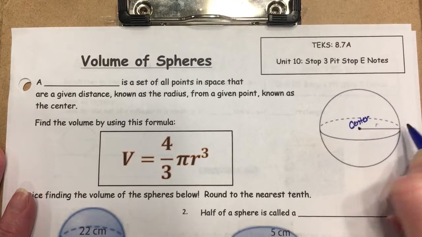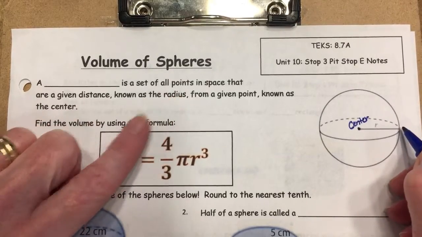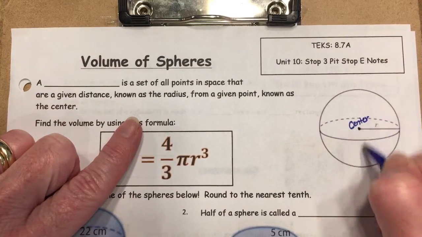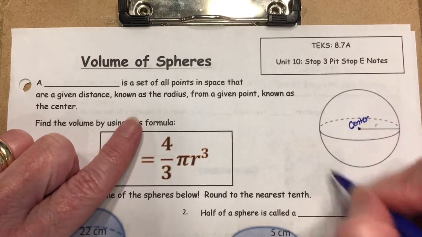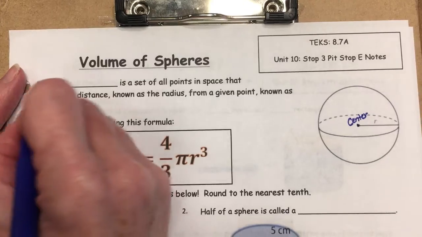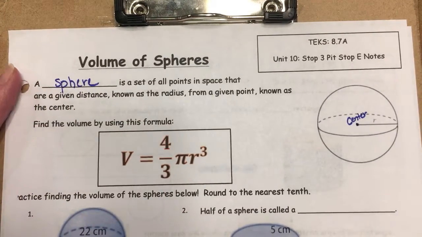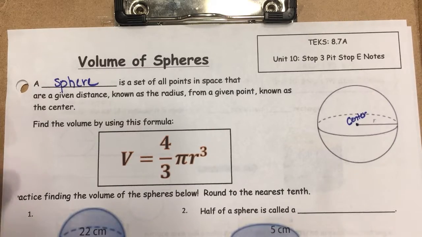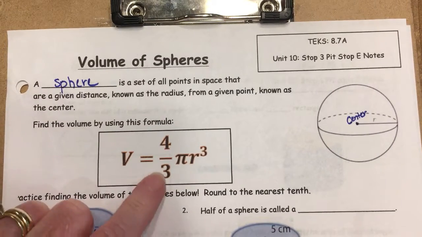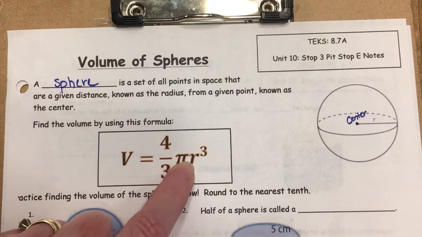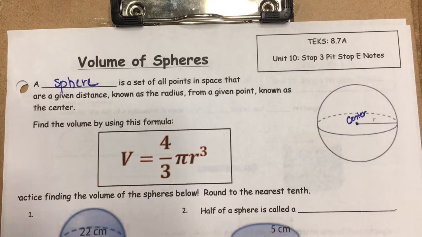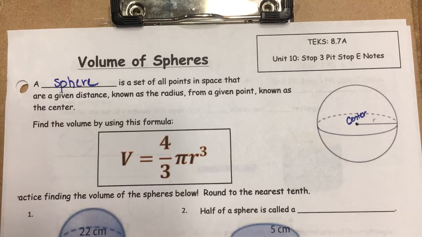Any point that's r, or the radius, away, so up, out, down, sideways, all of those points make up what is called a sphere, which you're probably already familiar with. I mean, it looks like a ball, right? The formula for the volume of a sphere is 4/3 times pi times the radius cubed. It's a little different than the other volume formulas, but again, this is not something you have to memorize. It's given to you on a STAAR chart, and you just have to know to look for it.